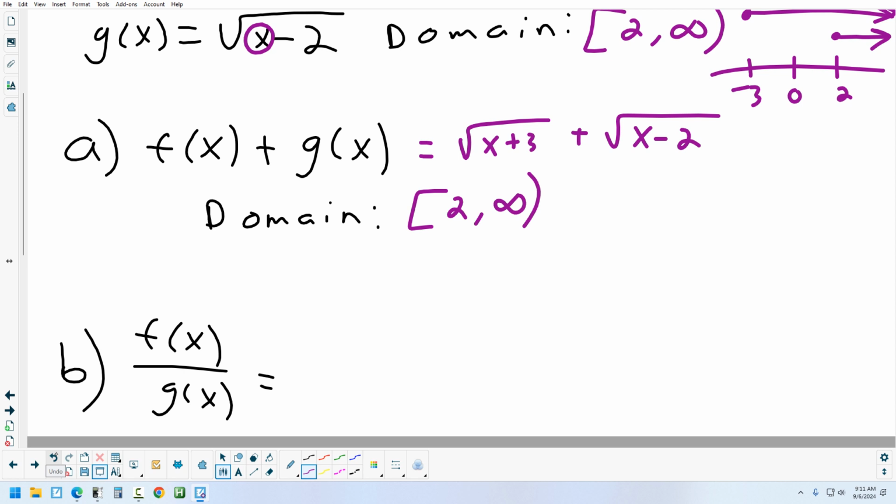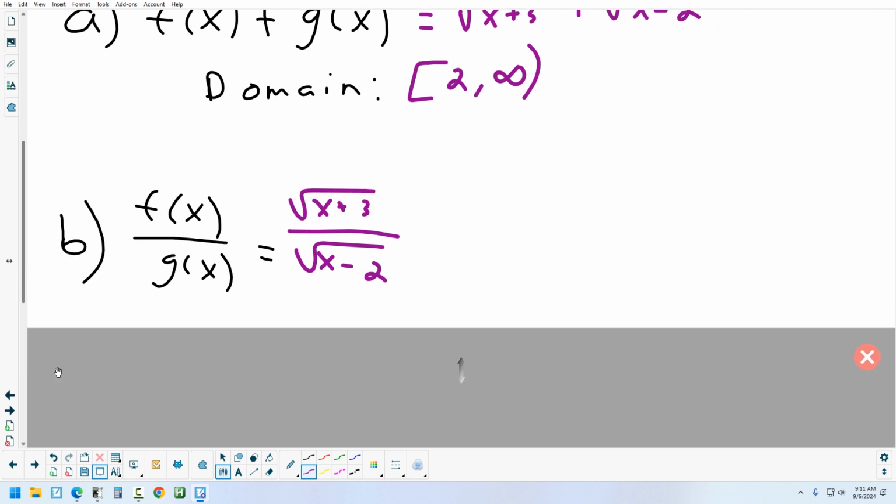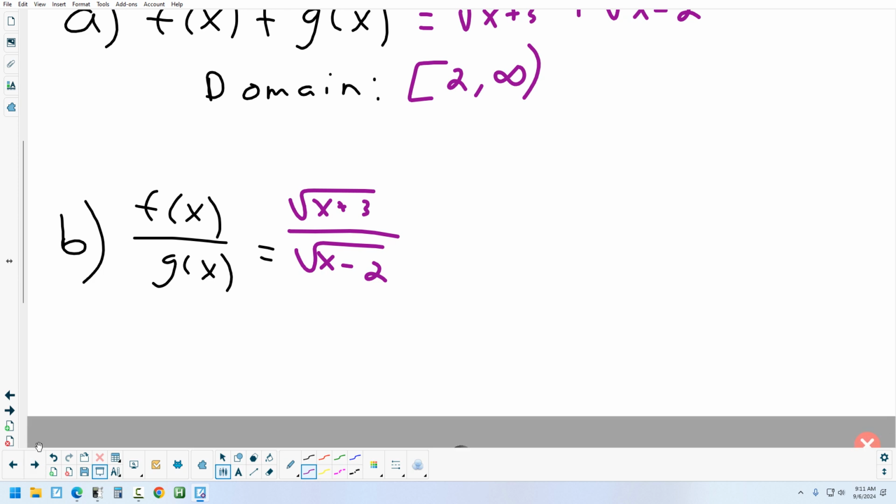So Moises, what was f of x? Square root of x plus 3. Yep, and g of x? Square root of x minus 2. Okay, now I want to know my domain. What would the domain be here?